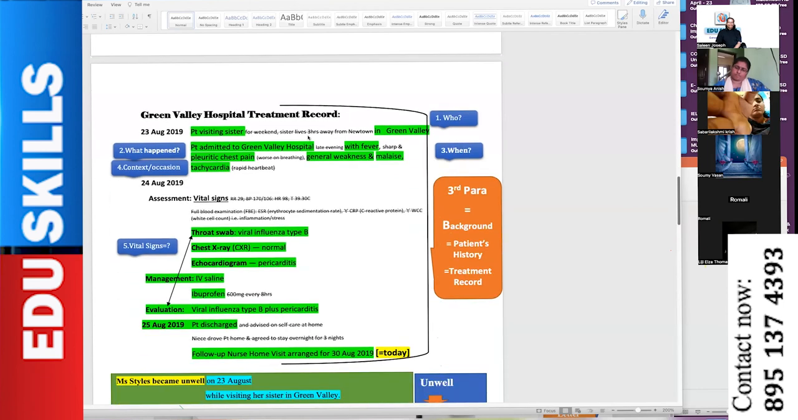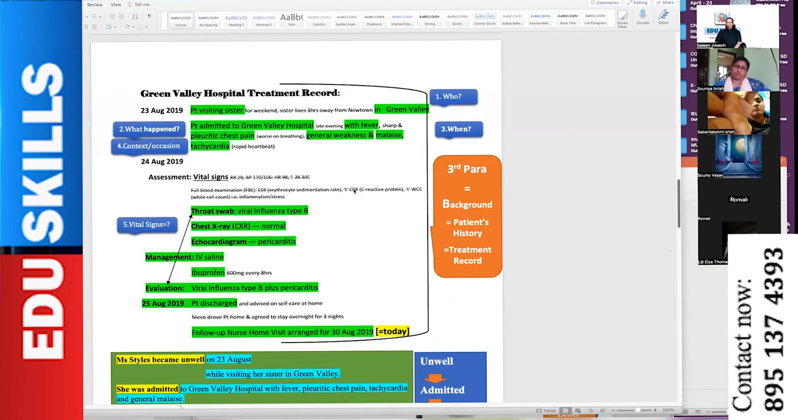Now, this is about the Green Valley Hospital treatment record. When you construct a paragraph, ask yourself who, what happened, when it happened, and in what context or occasion it happened. That is the third paragraph, the background: patient history, treatment record. Then you ask who was treated, what happened to him, when he was treated, on what context or occasion he was treated, and what the vital signs were. Ask these questions to the treatment record. Then you have a beautiful paragraph with the answers.